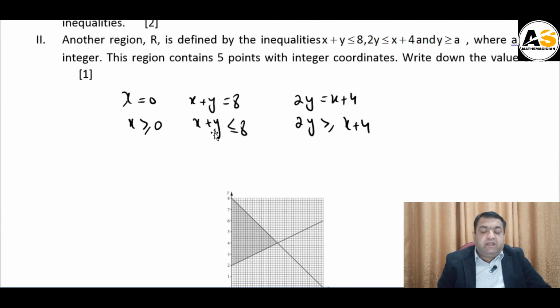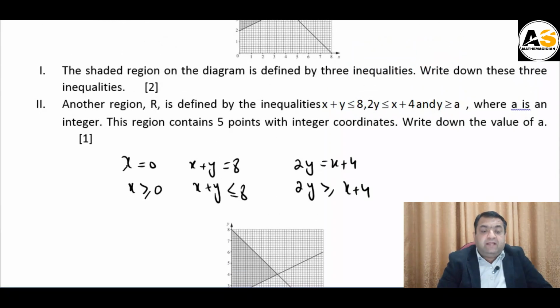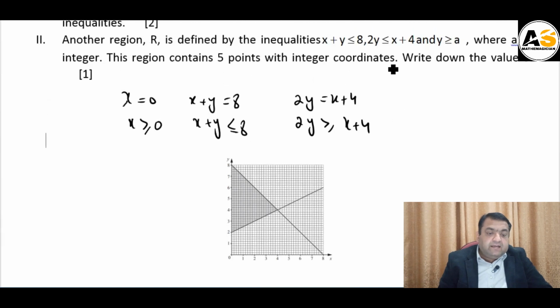Dear student, what are we given? We are given that the region is defined by x plus y is less than or equal to 8. It means that the region is below this line. But then he says 2y is less than x plus 4. This is the line 2y is equal to x plus 4. Below this line. So this will be the region actually.